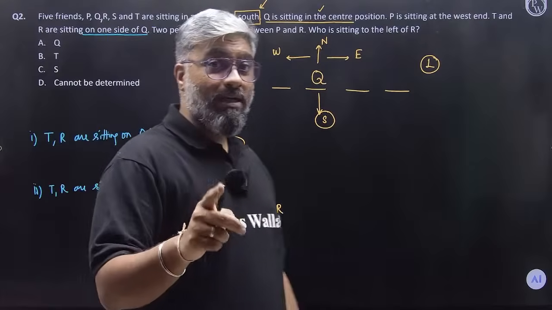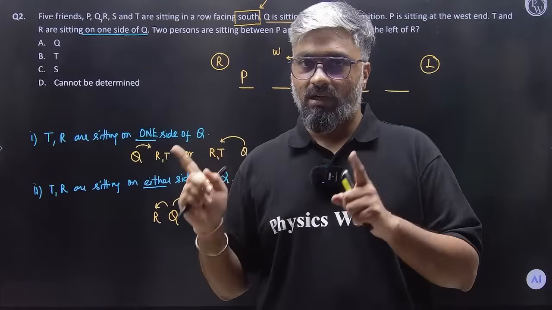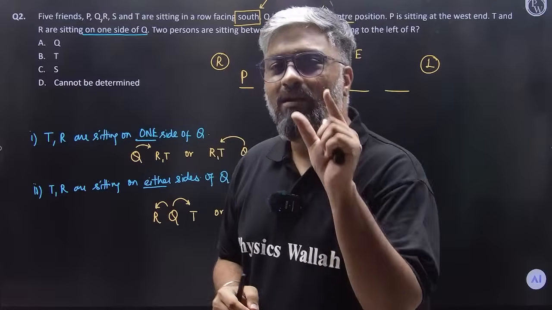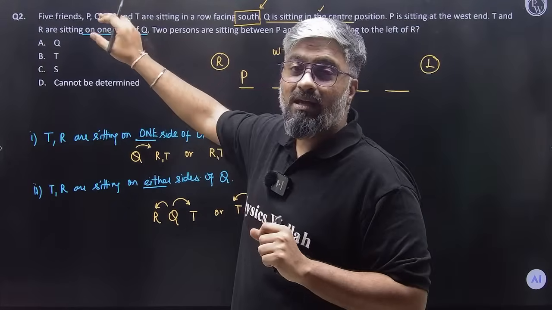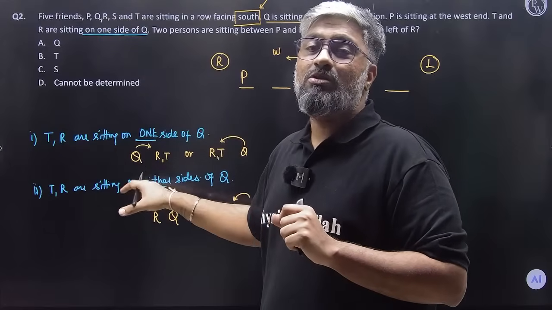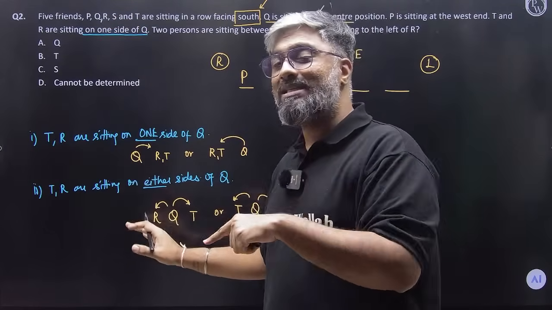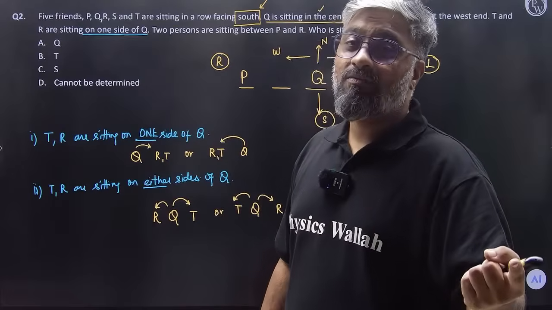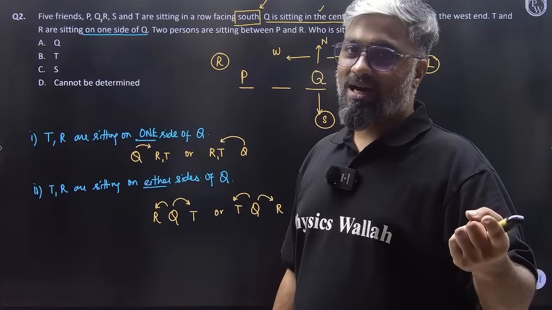So language, English, plays a very, very important role when it comes to DILR. Because one misunderstanding, one misconception of the given statement can mislead you into an incorrect arrangement. And once the arrangement is wrong, the answer that you give will be wrong. Eventually, you'll lose marks for that. Okay?